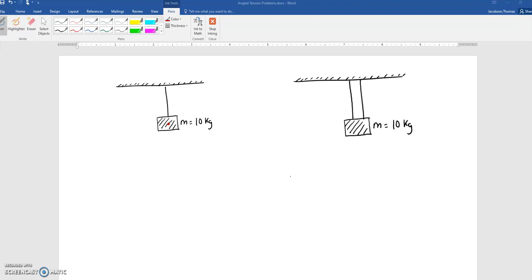Hi class, today I'm going to teach you guys how to solve for tension forces with angled ropes. First, let's do some review. If I asked you guys to solve for the tension in these ropes and these problems, hopefully it'd be review.